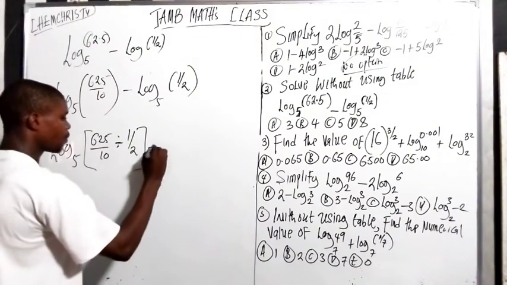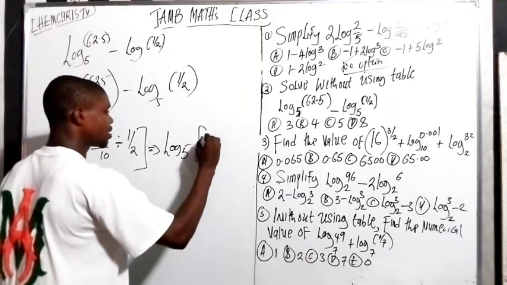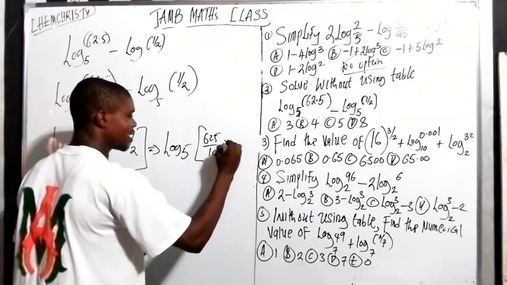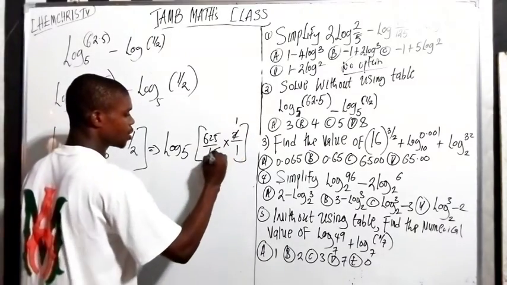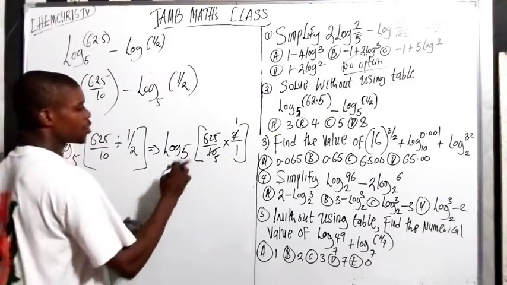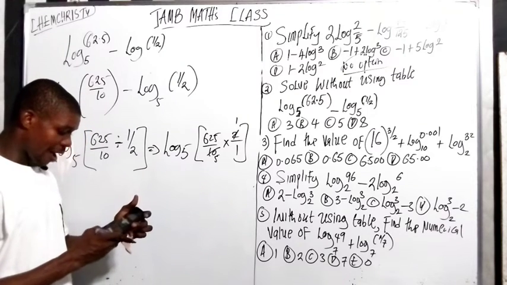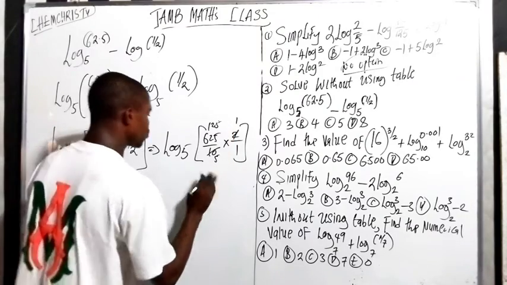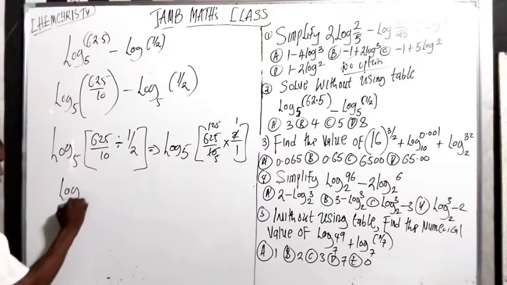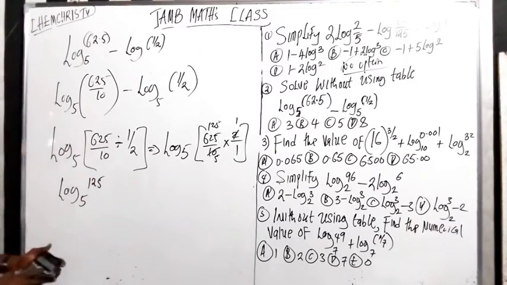So now it's going to be log 5 of 625 over 10 times 2 over 1. Now 2 going into 10 is 5, right? Can 5 go into 625? Let's check it. 625 divided by 5, here we have 125. It's okay. So it's now going to be log 5 125.